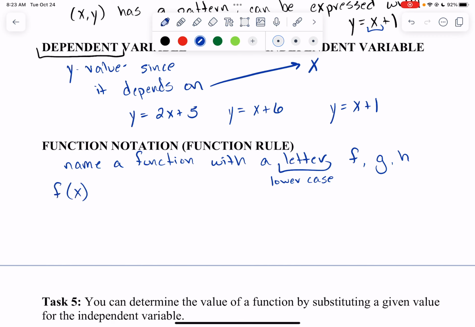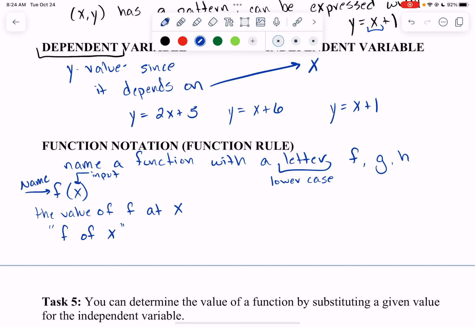Be careful. This is not a multiplication. What this means is this is asking me to find the value of f at x. My x there is my input. I want to input that into the function f. So f there is the function's name, and this is telling me I want to input an x into a function named f. Or we simply say f of x, the shorter version of how to write that.